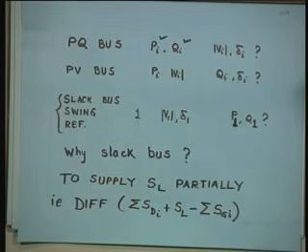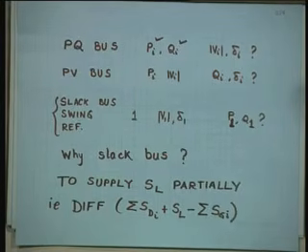Depending upon which two variables you specify, the buses or nodes in a power system are categorized into 3 categories. What are those 3 categories? PQ bus, PV bus, slack bus or swing bus or reference bus. So, there are 3 names given to this special category of bus.